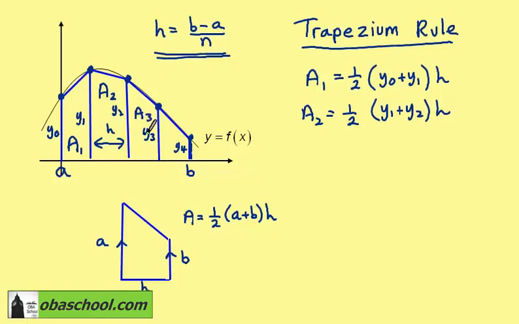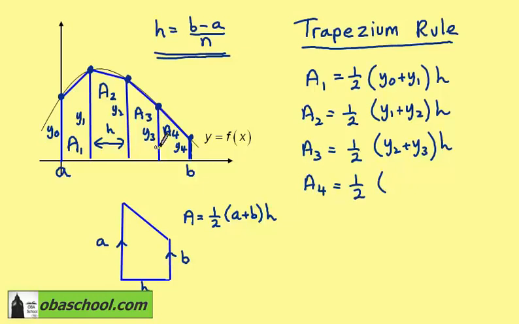This is A3. Area 3 is going to be a half. The parallel sides are y2 and y3. And the distance between them is h. A4 is going to be a half. Parallel sides are y3 and y4. And the distance between them is h.